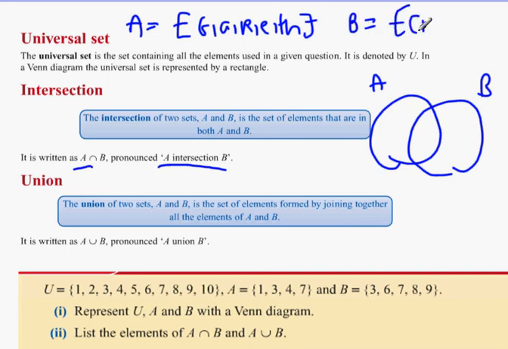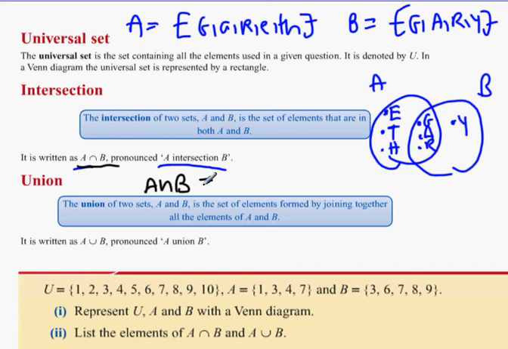Now, what you might be asked is, what do they have in common? What letters? G, A, and R. Now see the way G, A, and R is in the middle of both of them, inside the circle of both of them. That means it's part of both of them. This one will have E, T, and H, and finally this one will have Y. Now, what you can say here is, see this sign here? A intersection B, what they have in common is G, A, and R.